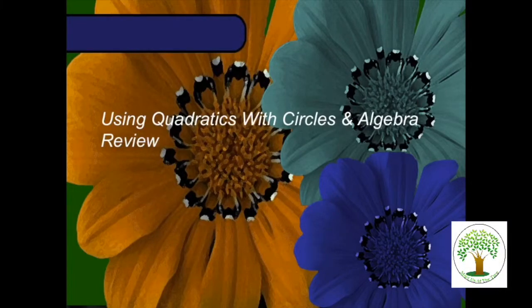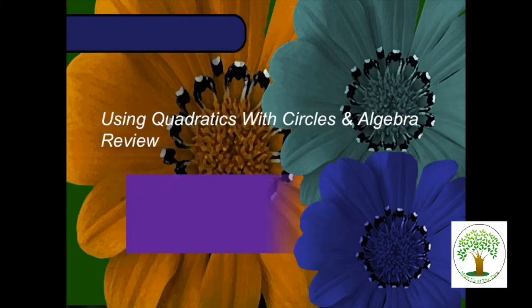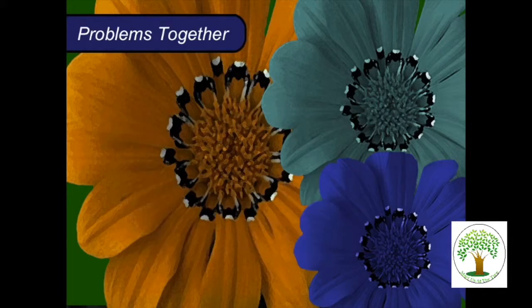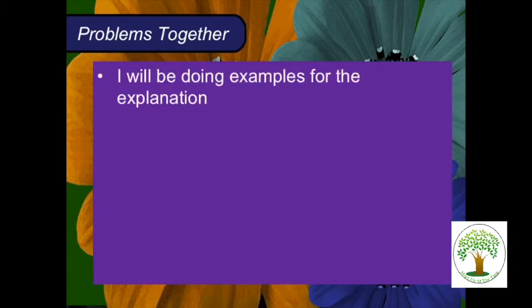All right, we're going to be doing the next section and the last section, 9.7. This is going to mix in some algebra review with it. It's using quadratics with circles and the algebra review. We're going to do some problems together, and this entire lesson we'll be doing examples as their explanation, okay?